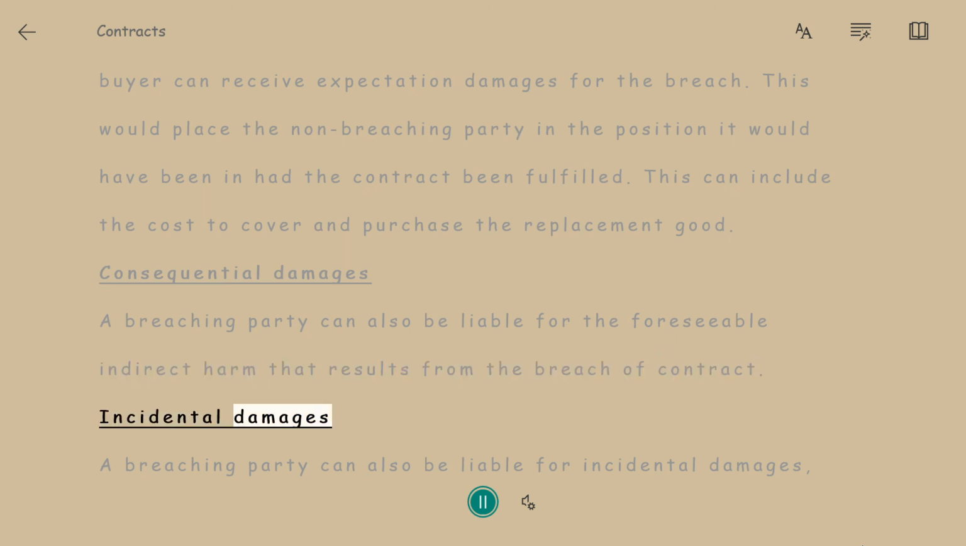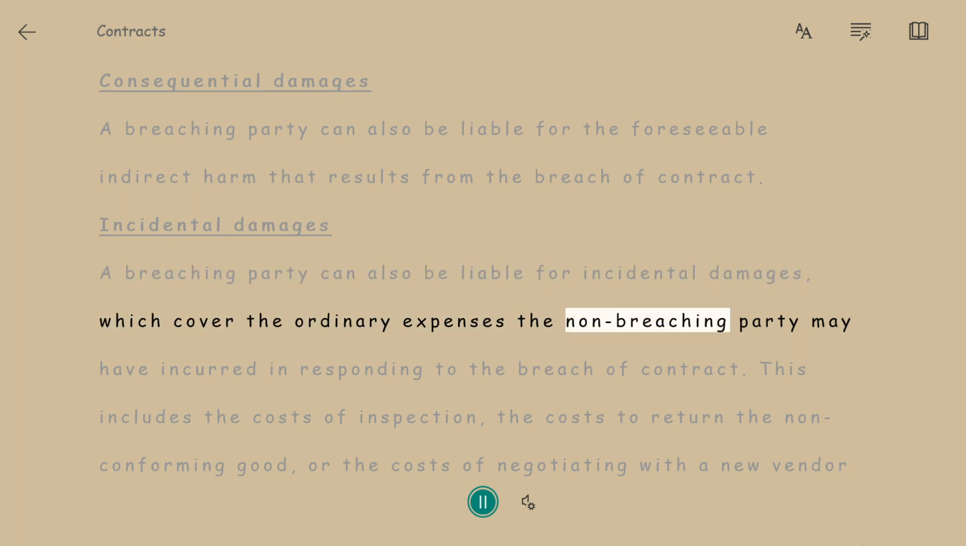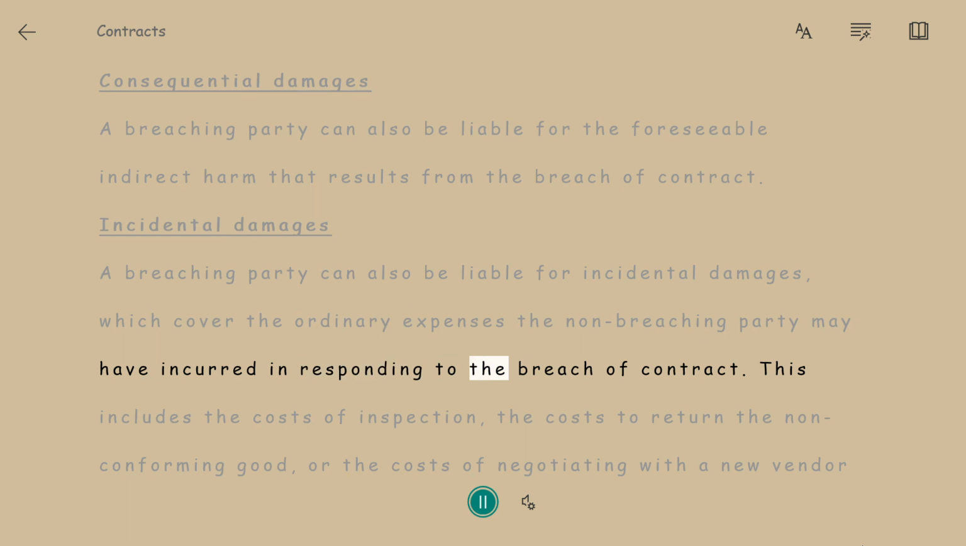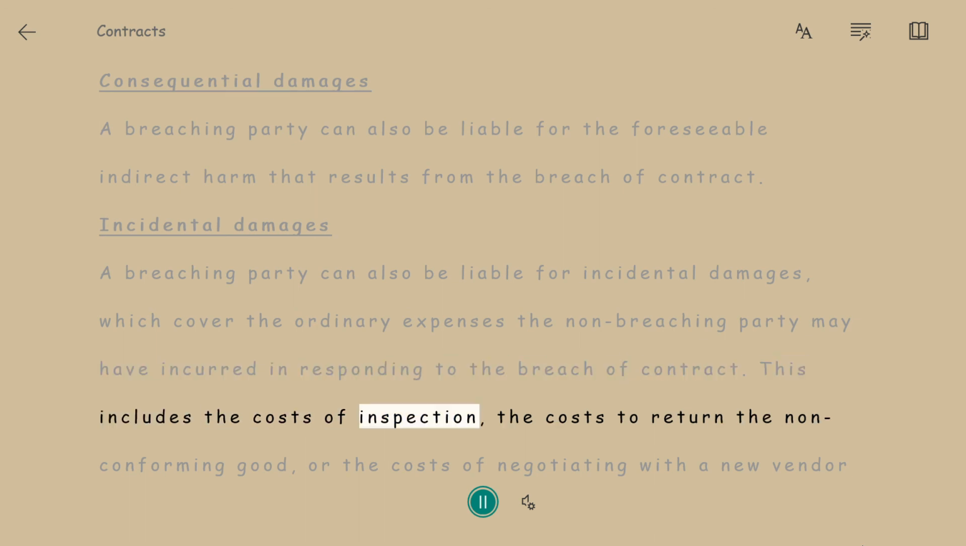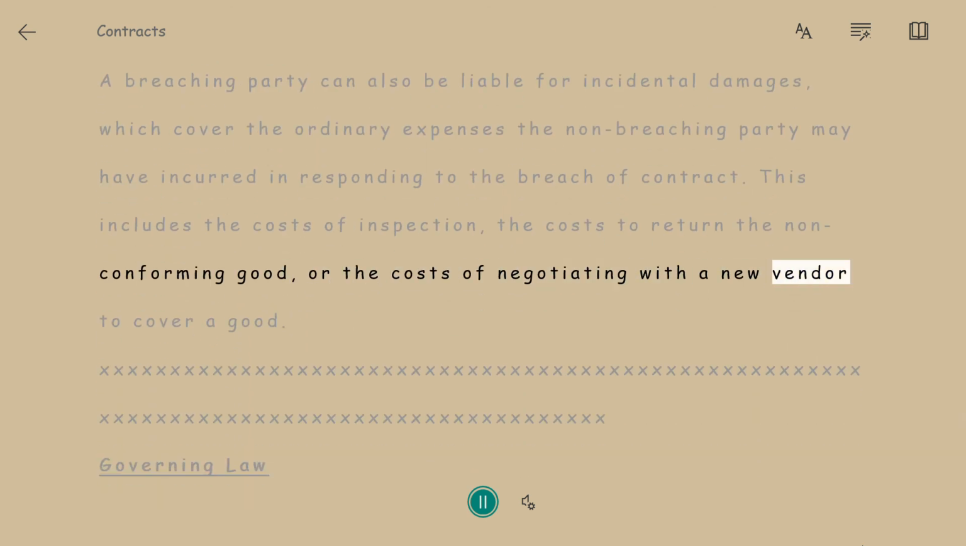Incidental damages. A breaching party can also be liable for incidental damages, which cover the ordinary expenses the non-breaching party may have incurred in responding to the breach of contract. This includes the costs of inspection, the costs to return the non-conforming good, or the costs of negotiating with a new vendor to cover a good.